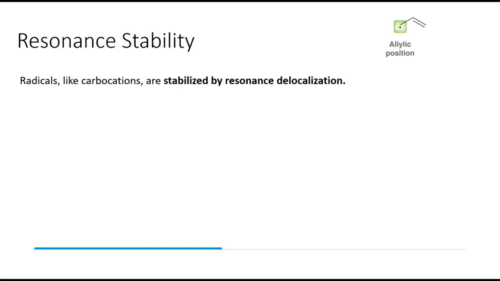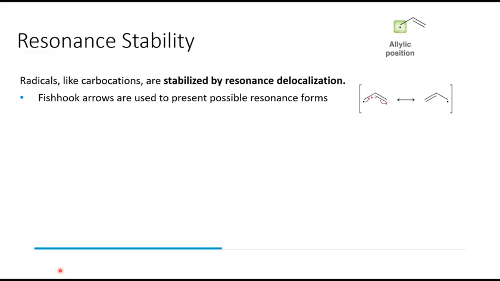Resonance stability. Radicals, like carbocations, are stabilized by resonance delocalization. We may still see the allylic position, and in this case, instead of having a carbocation, we have a radical. We use fishhook arrows to represent possible resonance forms. The fishhook arrow represents the movement of 1 electron instead of a pair of electrons.